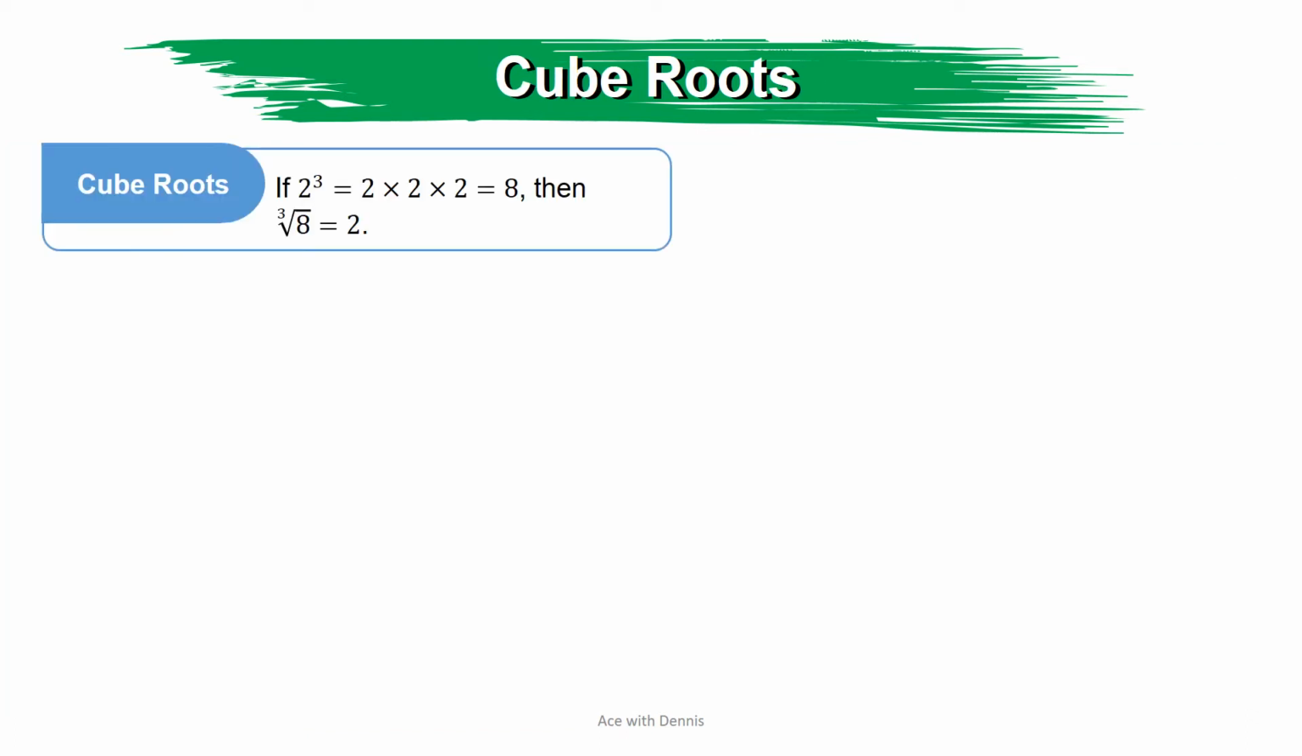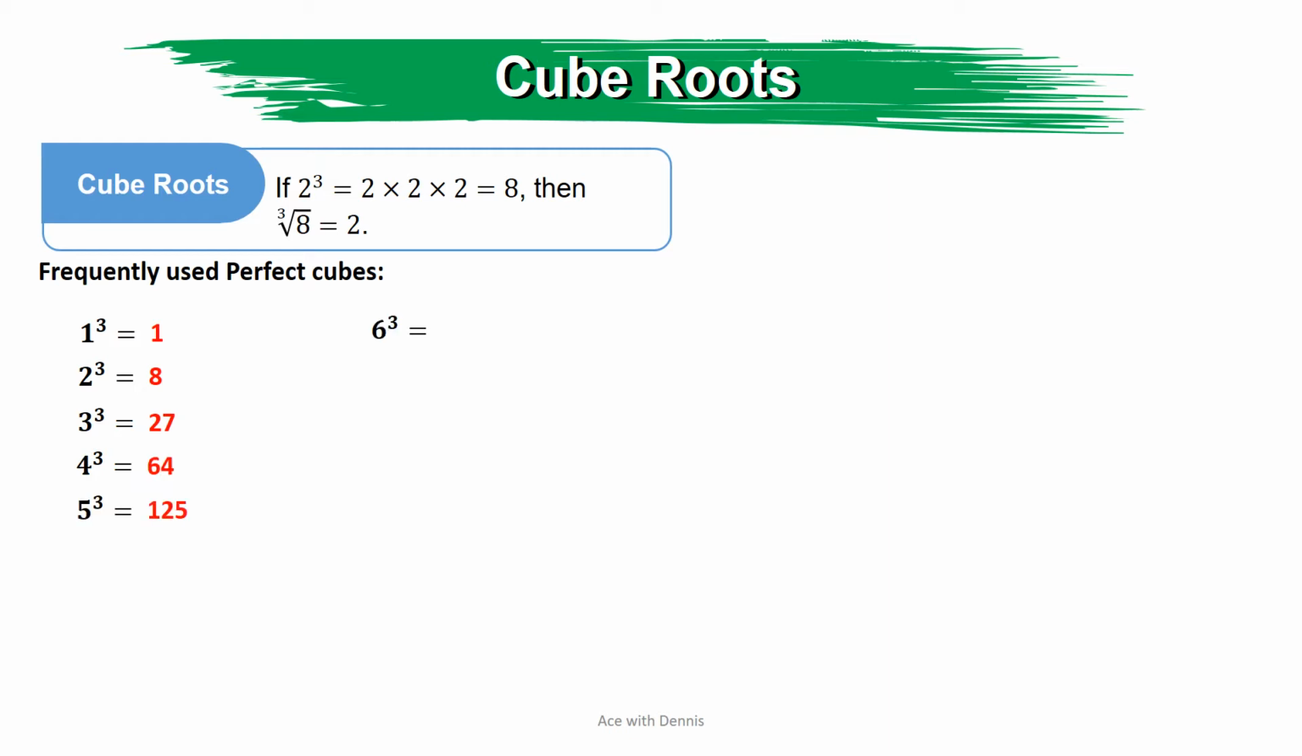Cube roots. If 2 cube equals 2 times 2 times 2, which is 8, then cube root of 8 equals 2. So here are a few frequently used perfect cubes which you should recognize. 1 cube equals 1, 2 cube equals 8, 3 cube equals 27, 4 cube equals 64, 5 cube equals 125, 6 cube equals 216, 7 cube equals 343, 8 cube equals 512, 9 cube equals 729, and 10 cube equals 1000.